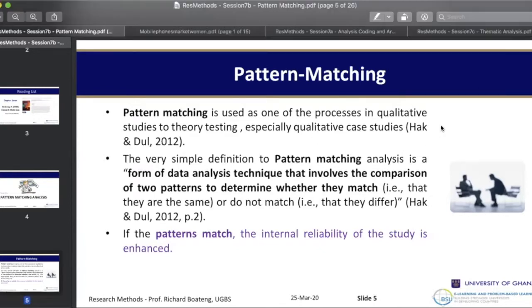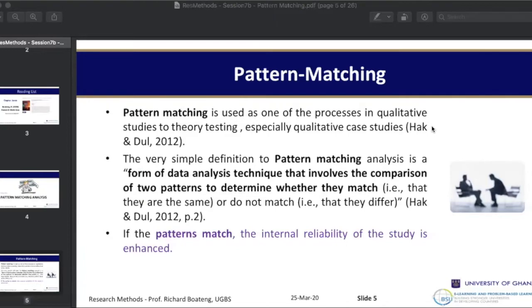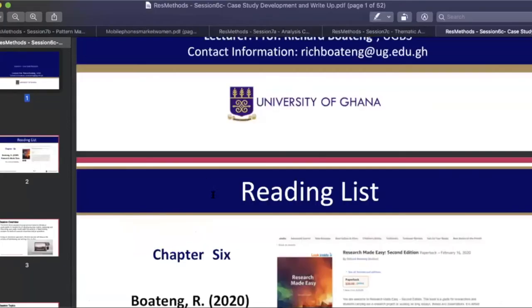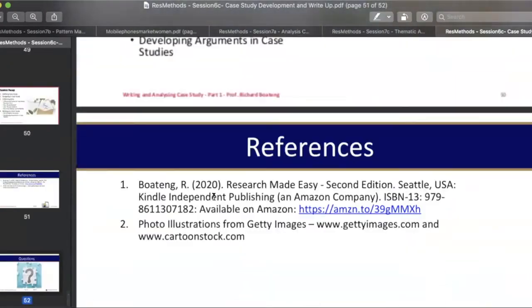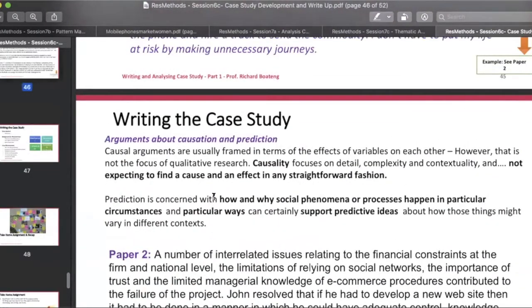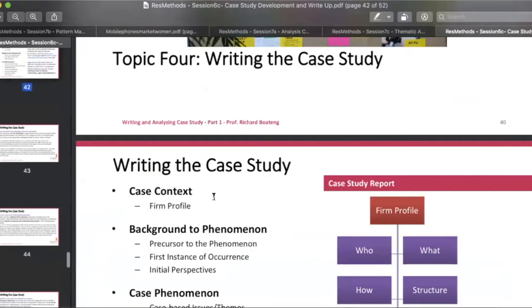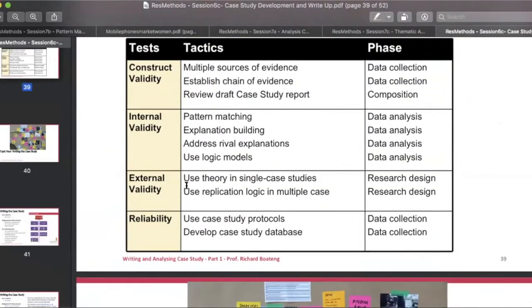I talked about internal reliability. Those of you who don't remember, I want to take us back to that place so that we can look at it. Okay, good. Internal, okay, so let's look at it here.